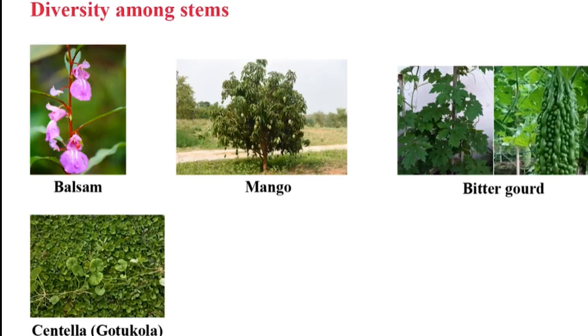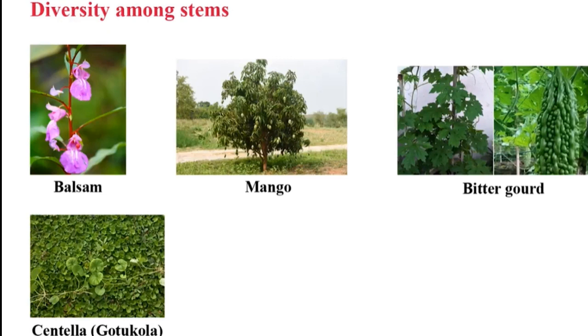What can you tell about this bitter gourd? Now, bitter gourd is a type of vine. It doesn't have a strong stem. Right, children? So it doesn't have a strong stem, and this type of vines, they don't have very strong stems. They have weak stems. Therefore, they have the support of another plant to grow upwards. Okay, children? And look at this one. Centella gotukola. Now, they also don't have a strong stem. They have a weak stem.